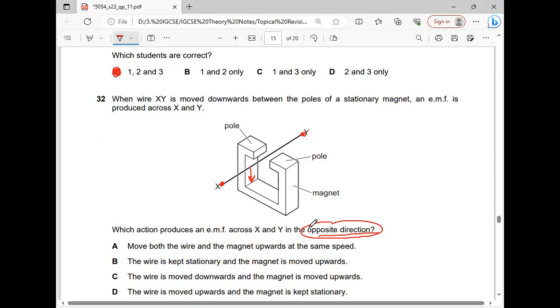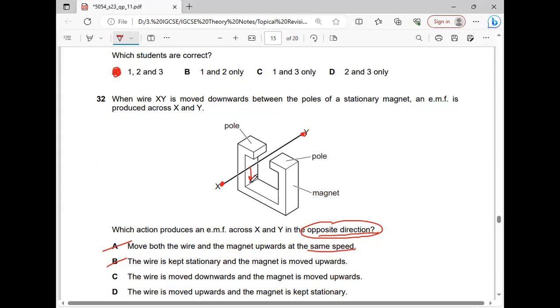Okay, now let's see the options one by one. Move both the wire and the magnet upward at the same speed. Okay, so when both move upward at the same speed, they will be stationary with respect to each other. So option A is not possible. The wire is kept stationary and the magnet is moved upward. It will not work because now the wire is stationary and the magnet is moved upward, so still the direction of the movement of the wire relative to the magnet will be downward. So it is not possible as well. The wire is moved downward and the magnet is moved upward. So it is not possible as well since the wire is still moving in downward direction.